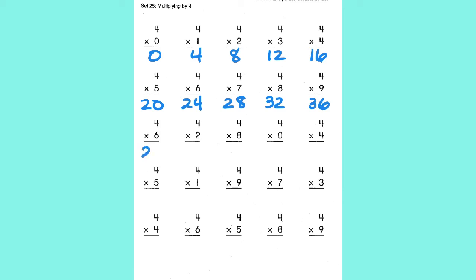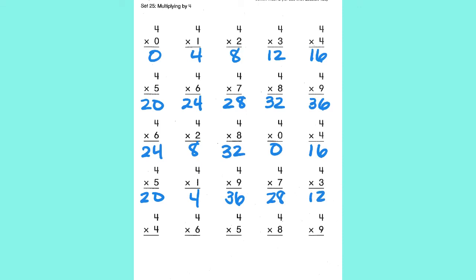4 times 6, 24. 4 times 2, 8. 4 times 8, 32. 4 times 0, 0. 4 times 4, 16. 4 times 5, 20. 4 times 1, 4. 4 times 9, 36. 4 times 7, 28. 4 times 3, 12.